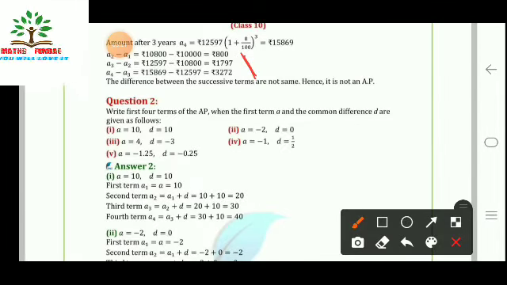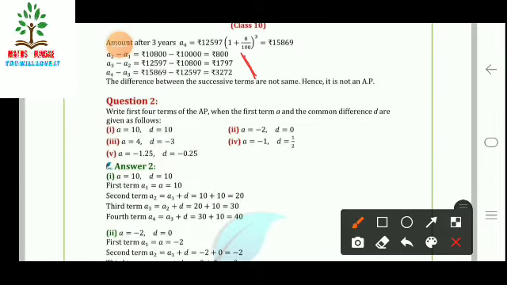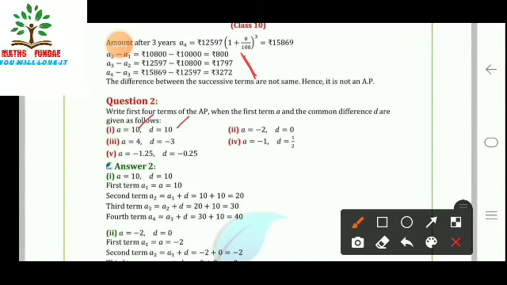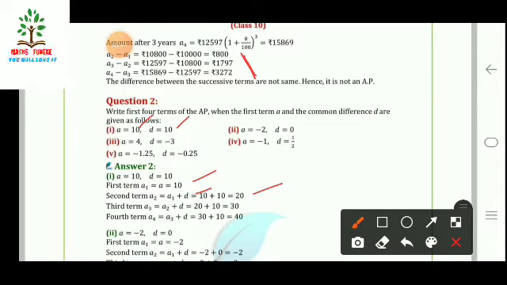Now looking at question number 2, write the first 4 terms of an AP when the first term and the common difference are given. So look at the first part, a is given equals to 10, d is equals to 10. So now the first term, a1, is equals to a equals to 10, a2 is equals to a plus d, which is 10 plus 10, 20, then a3 is equals to a2 plus d, that is 20 plus 10 is equals to 30, then a4 is equals to a3 plus d, that is 30 plus 10 is equals to 40.